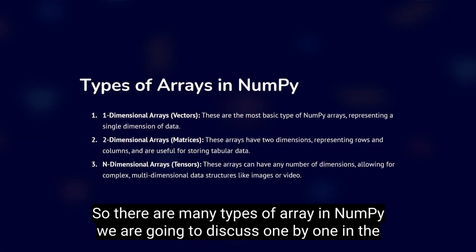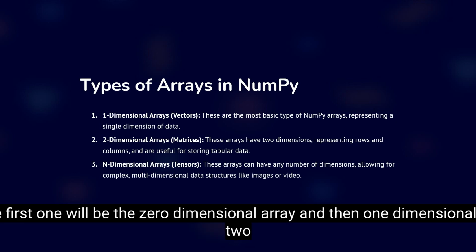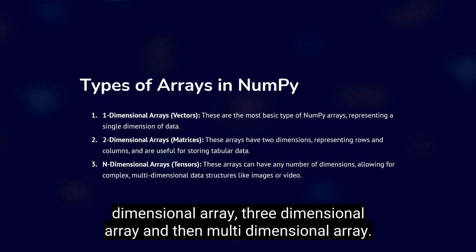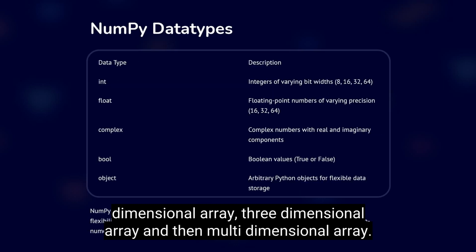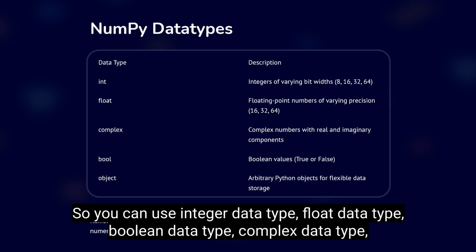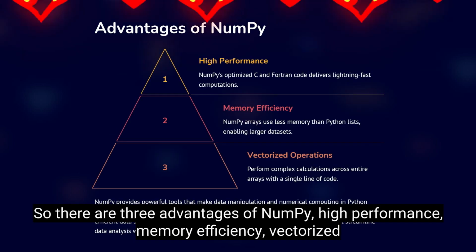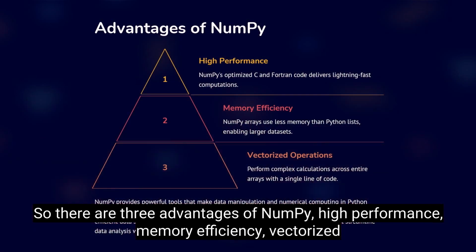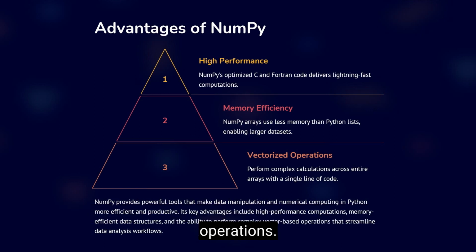So there are many types of arrays in Numpy. We are going to discuss them one by one in the upcoming class. So the first one will be the 0-dimensional array, and then 1-dimensional array, 2-dimensional array, 3-dimensional array, and then multi-dimensional array. So there are many data types in Numpy. So you can use integer data type, float data type, boolean data type, complex data type, object data type.